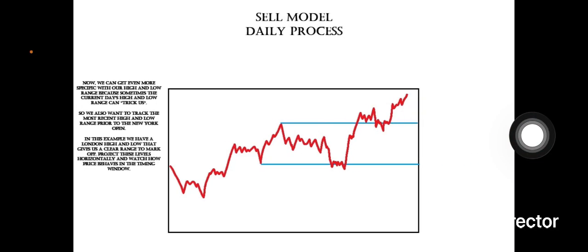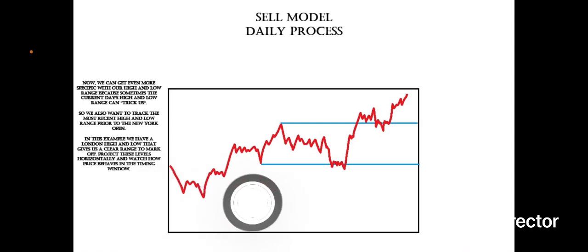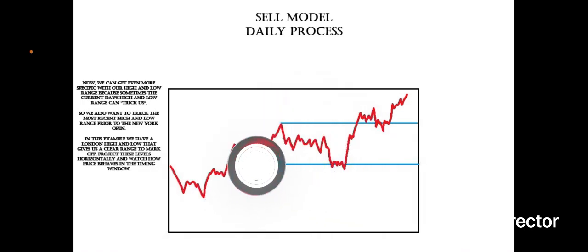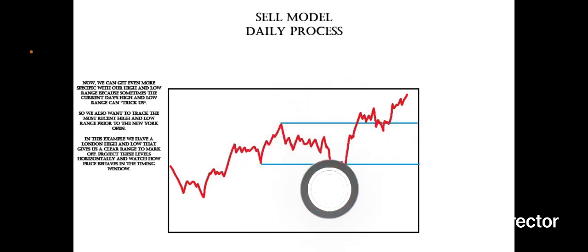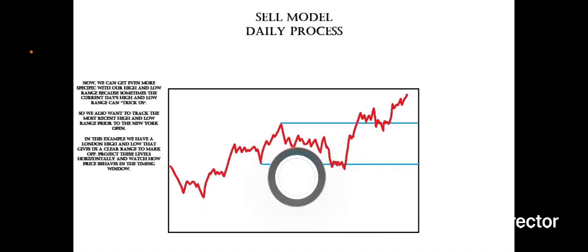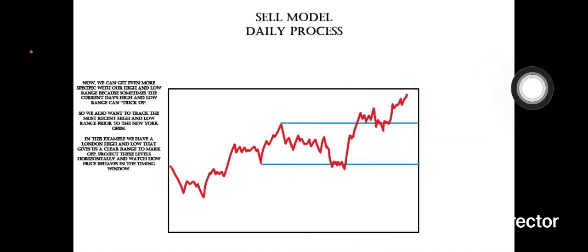Now, we can get even more specific with our high and low range because sometimes the current day's high and low can sort of trick us, right? Like if we're using the Tokyo lows and London highs, we can sort of miss this where we have this clear high and low range from London specifically, right? Price then dumps down, takes out the London lows, sweeps that liquidity there, triggers those traders into the market, and then goes higher for overall a continuation pattern on the day.